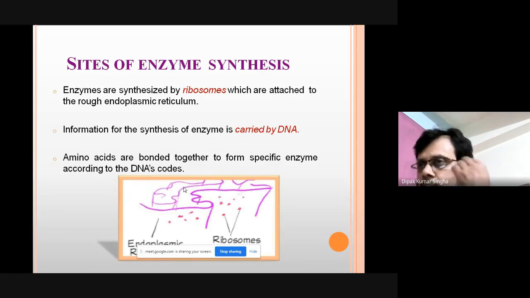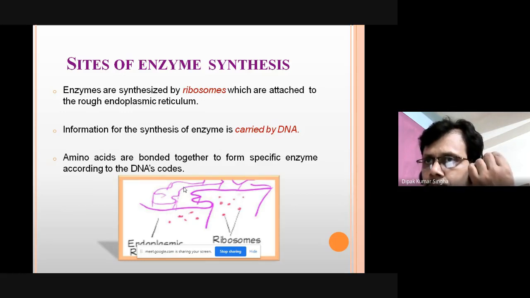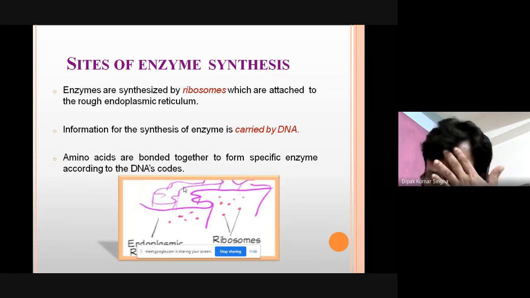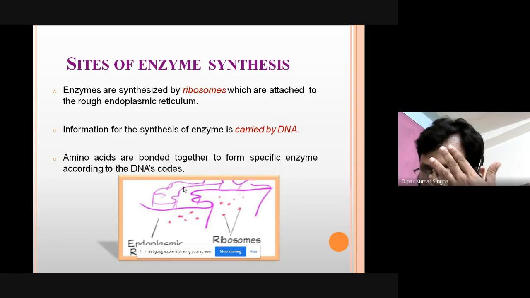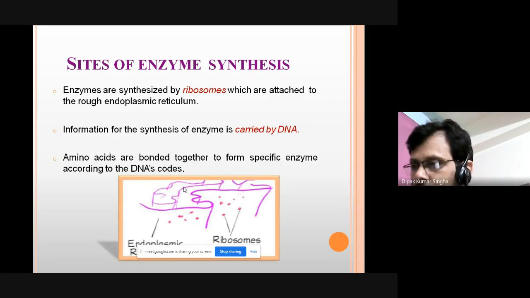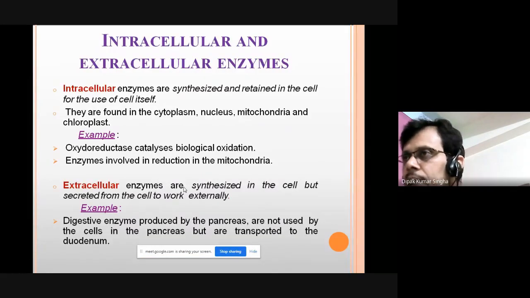But sometimes the enzymes coming from the ribosome are not in active forms. Sometimes they are in inactive form. For one example, insulin is also a hormone. In the case of some enzymes there is no modification, but sometimes there is some modification, called post-translational modification. After some modification, these enzymes become active. Another classification of enzymes: one is the extracellular enzymes, another is the intracellular enzymes.